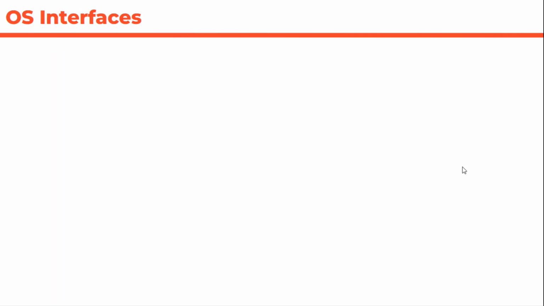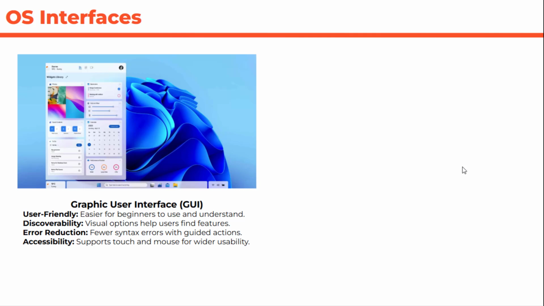So let's talk about the operating system interfaces. We've got the nice, pretty, graphical user interface that me and you are used to. It's user-friendly, so you don't need any training, and it's easy for beginners to use and understand. Discoverability: visual options help the user find features, and they can use trial and error by clicking, dragging and dropping. Also, what that does is it reduces the errors made on your computer because you don't need that technical skill. You're not writing on the command line. You're not writing lots of commands. You are using your mouse to interact.